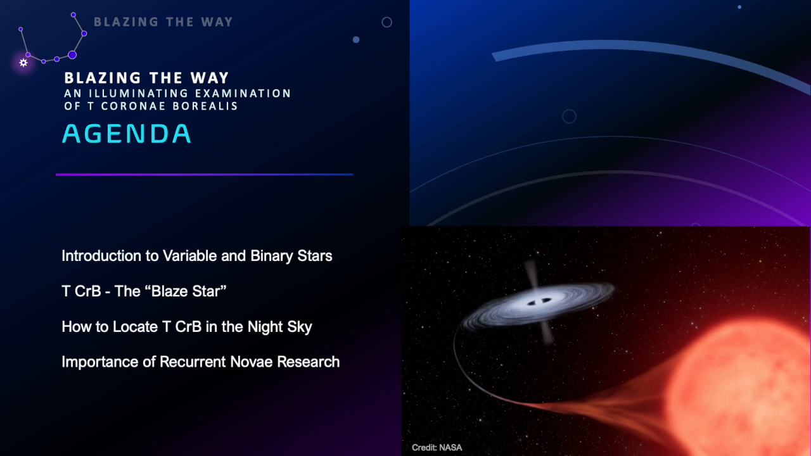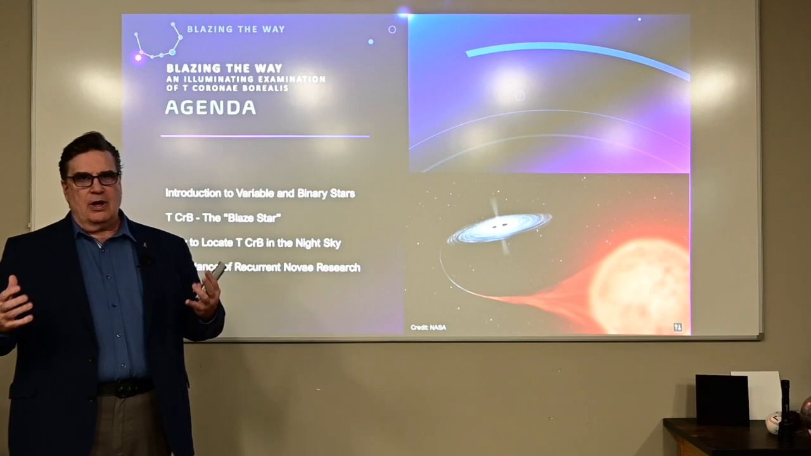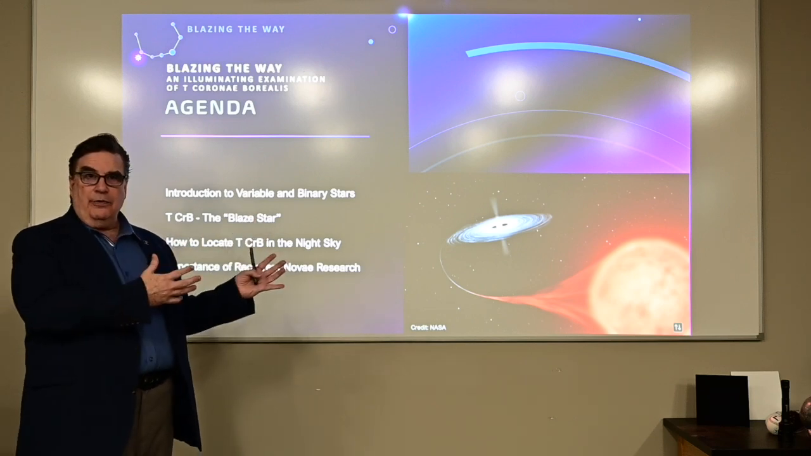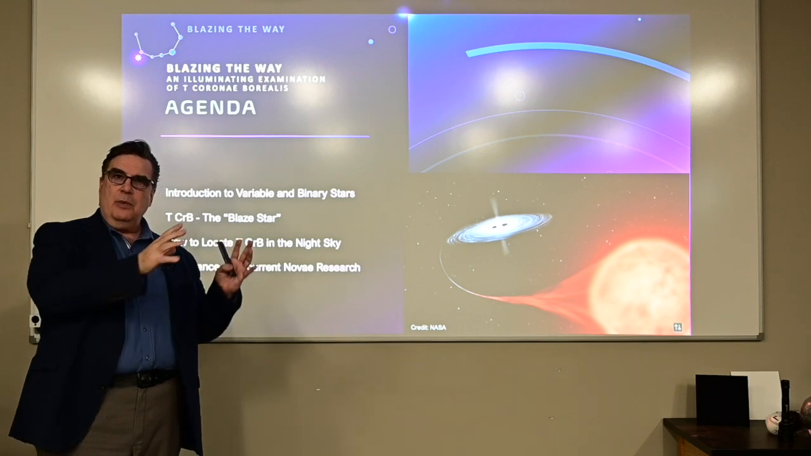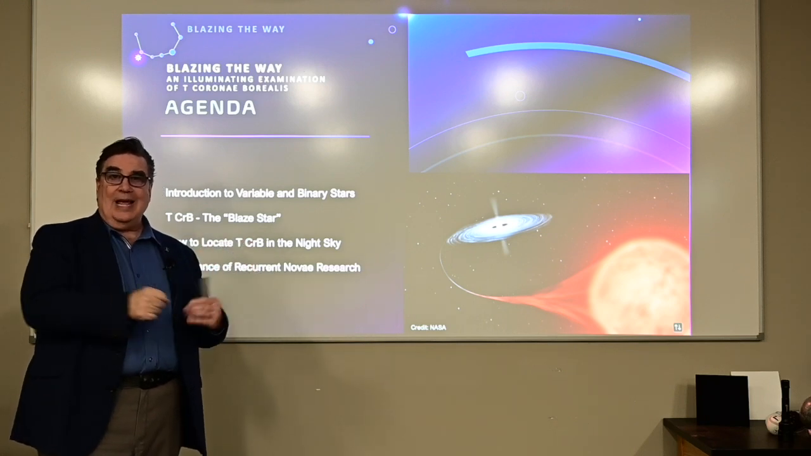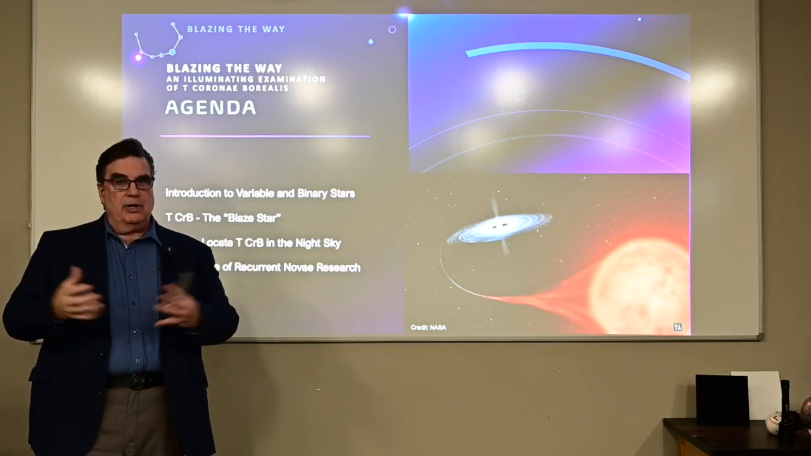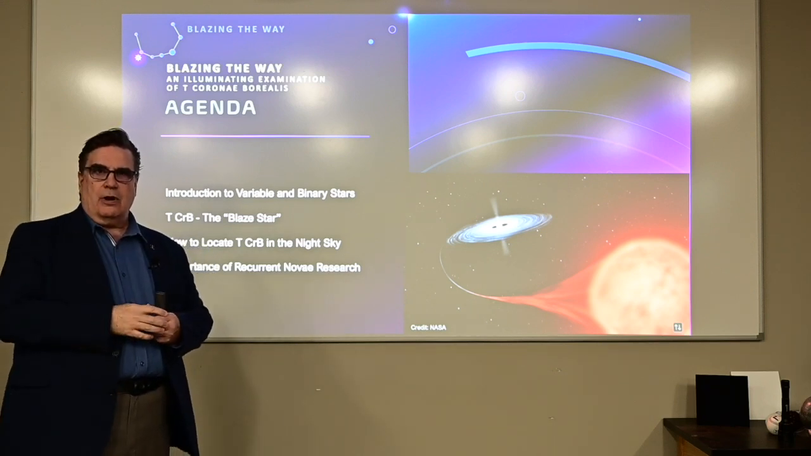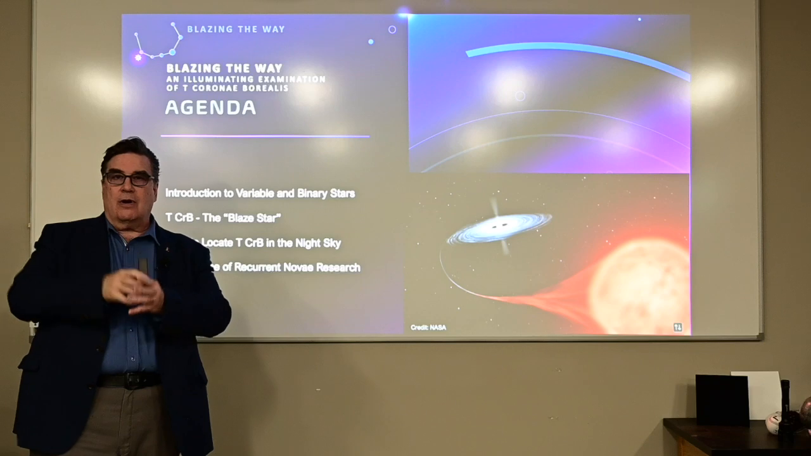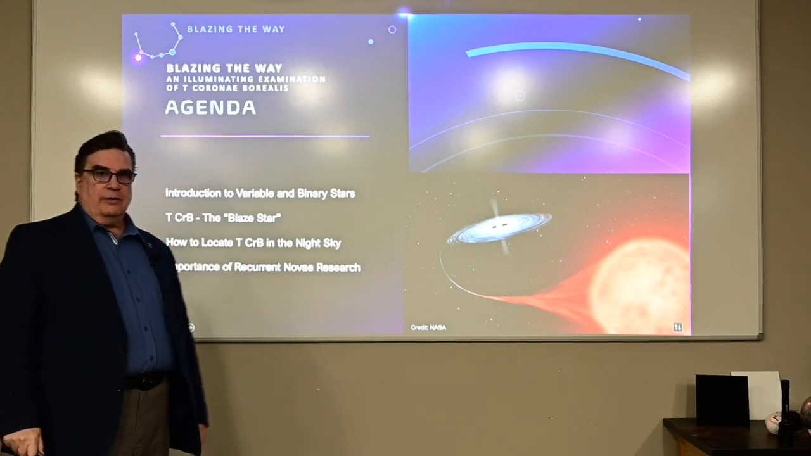Then we'll look specifically at TCRB, aka the Blaze Star itself. We'll look at how to locate TCRB in the night sky. So again, whether you're a seasoned astronomer or not, I'll show you some very detailed instructions on how to find the constellation that this star is within, and if you have a telescope or a pair of binoculars, how to actually locate that very star, or at least the location of that star within the constellation itself.